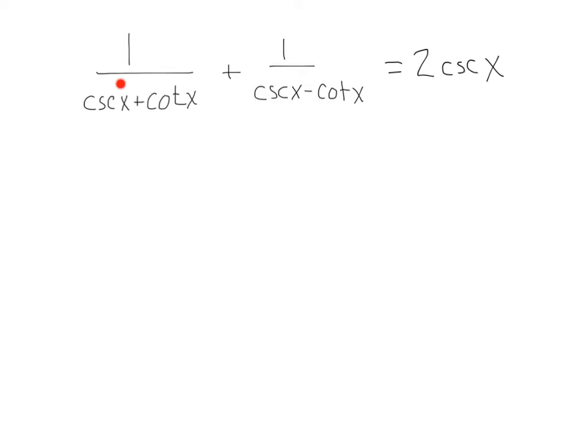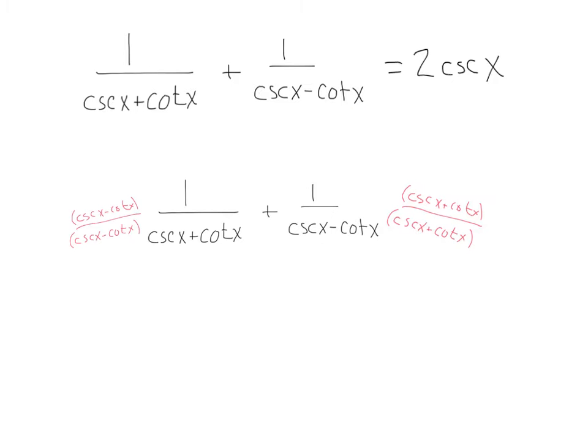Here we want to verify 1 over cosecant x plus cotangent x plus 1 over cosecant x minus cotangent x equals 2 cosecant x. Alright, usually when you have a big mess like this, that's a clue you want to combine your fractions. So let's get a common denominator. My common denominator is going to be cosecant x plus cotangent x times cosecant x minus cotangent x. So since the left side here is missing the cosecant x minus cotangent x, I'll multiply that top and bottom. The right side was missing the plus, so I multiply that top and bottom.